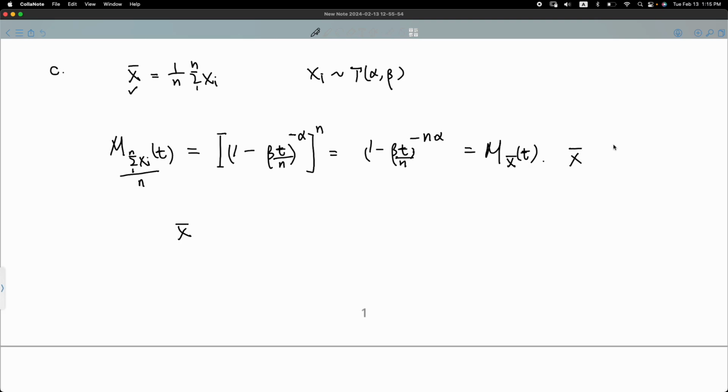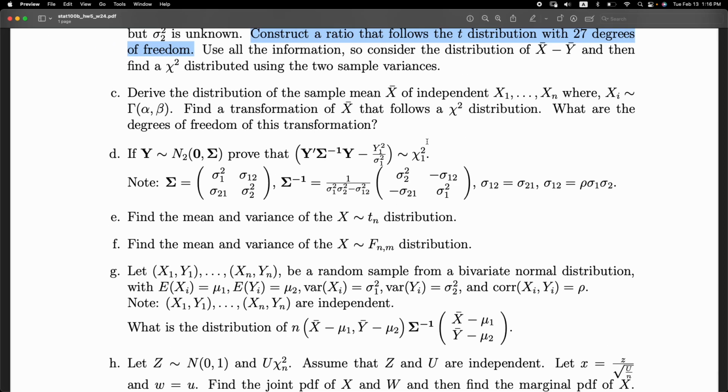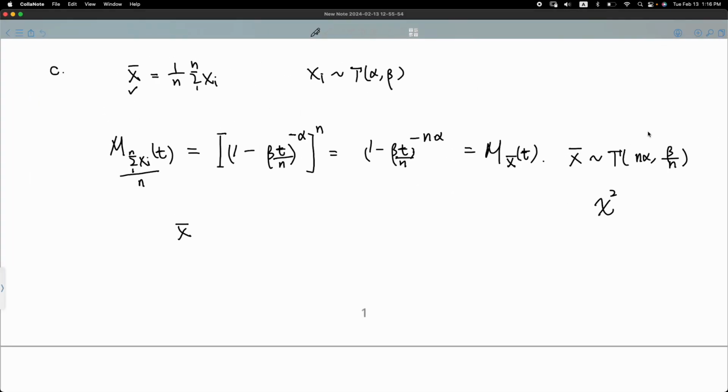So x bar is following a gamma distribution of n alpha, and then beta over n. So x bar is following this particular distribution. But what we are interested in is a chi-square distribution, so we need to perform some transformation there. And then we are also asked to comment on what the degree of freedom is for our construction.